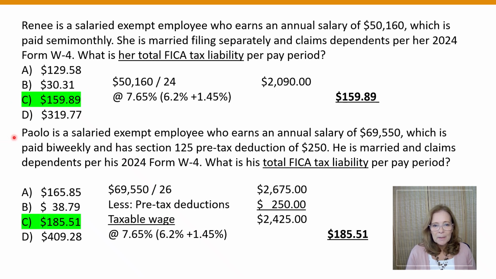Paulo is a salaried exempt employee who earns an annual salary of $66,550, which is paid bi-weekly and has a Section 125 pre-tax deduction of $250. He's married and claims dependents per his 2024 Form W-4. What is his total FICA tax liability per pay period?